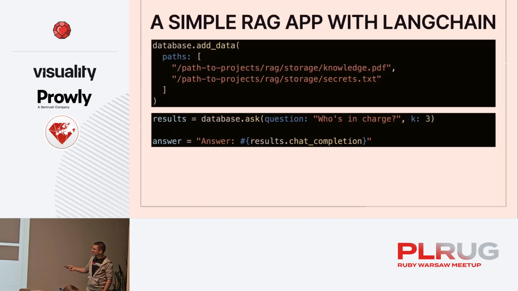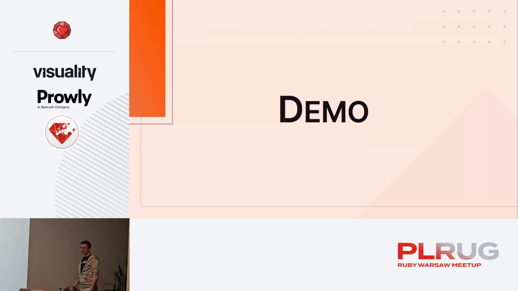What this database ask would do, it would embed who is in charge. It will look through all the embeddings that we had created. It would create this compound prompt of context, pages, question, who's in charge, and it would ask for an answer, and it would just work. The entirety of RAG, which you can probably write on your own, and probably you should for a production solution, can be embedded in this one line. So I think it's demo time.